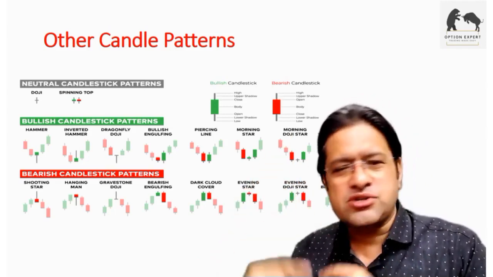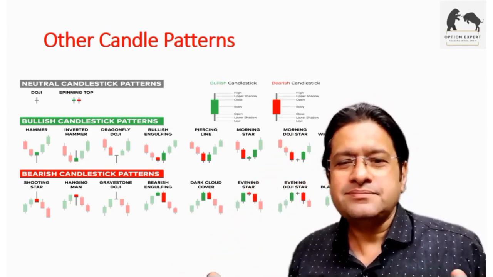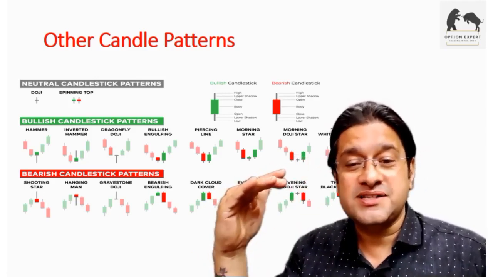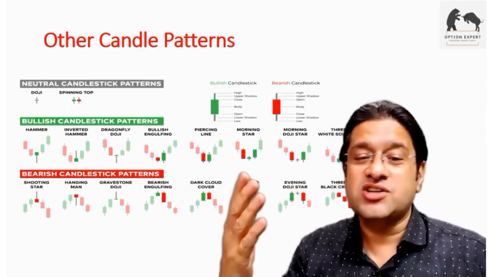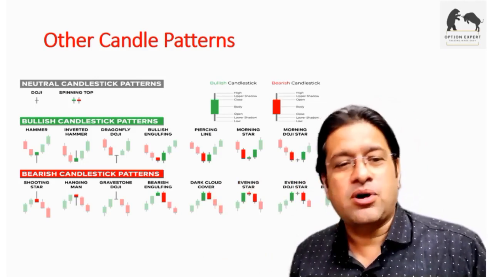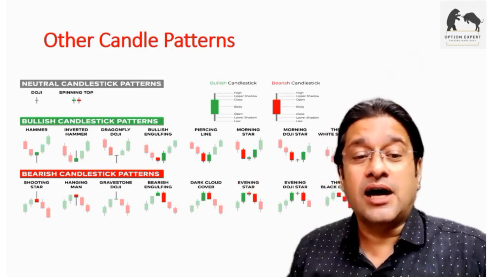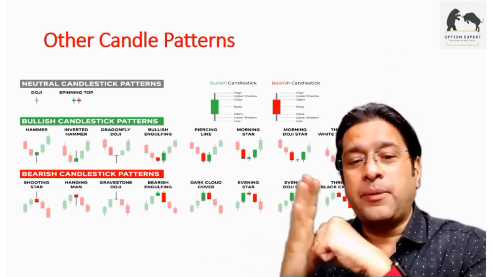If there are shadows on both sides, it's called a doji. If the open and close are the same, then obviously it is called a doji, and if there is a shadow at the bottom, it's called a dragonfly. Now there is an engulf, which we have been talking about.